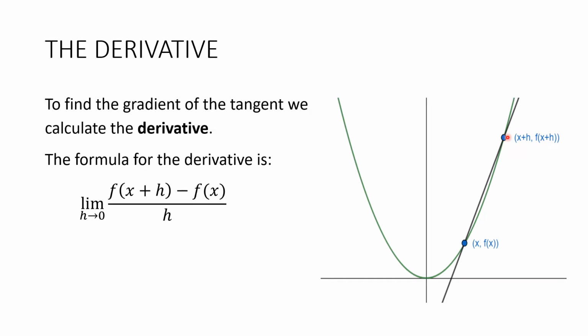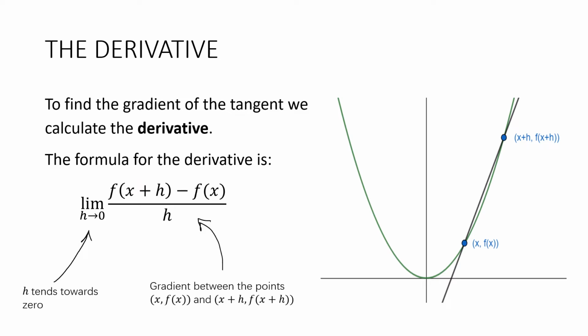Now, as this point slides down the curve closer and closer and closer towards this one, in other words, as h tends towards 0, this point here is going to become x, f of x, the same point. This part here is the gradient of the secant. Now, as h tends towards 0, we're going to end up with the gradient of the tangent. Now, we call this the derivative, and that's the formula for the derivative.